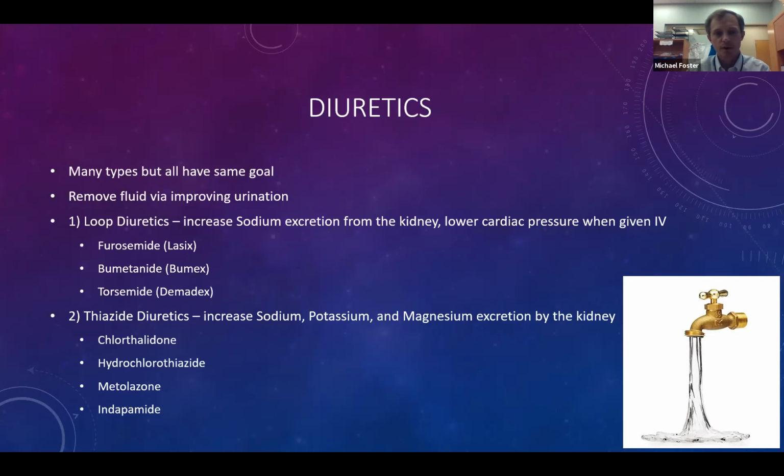Chlorthalidone is a very old diuretic. Hydrochlorothiazide also is a very old diuretic. And metolazone is routinely used in more advanced heart failure cases when the loop diuretics become not enough.